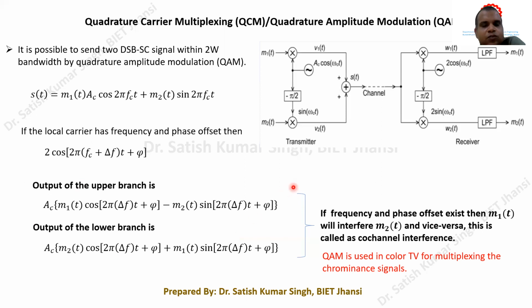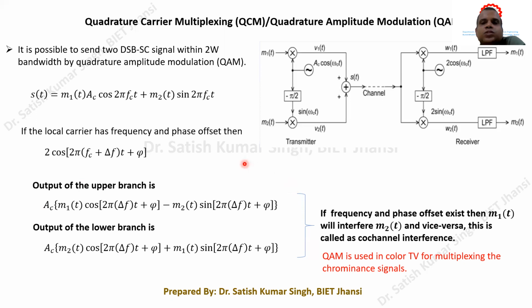In this, we are using the quadrature carrier and two different message signals, and both the message signals will be DSBSC modulated and sent within the same bandwidth. It will be able to use the same bandwidth, and therefore we will be able to save the total bandwidth requirement for sending the message signal.